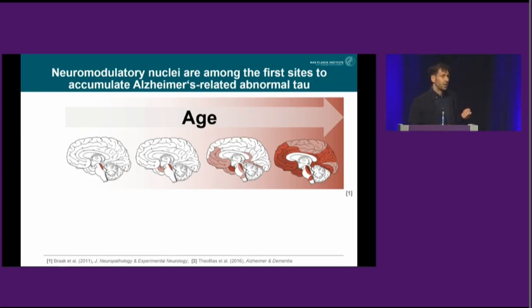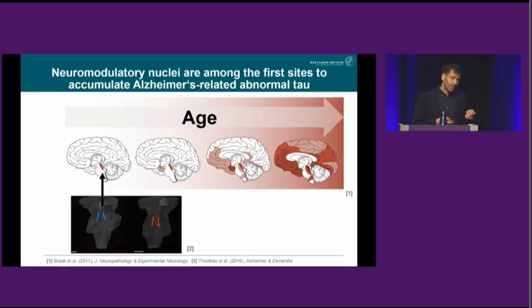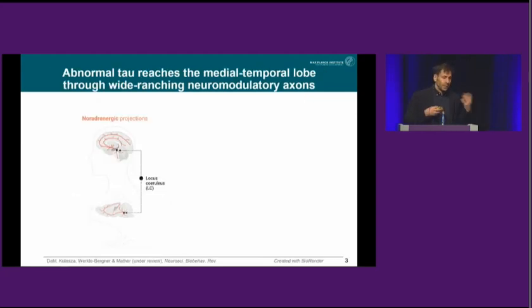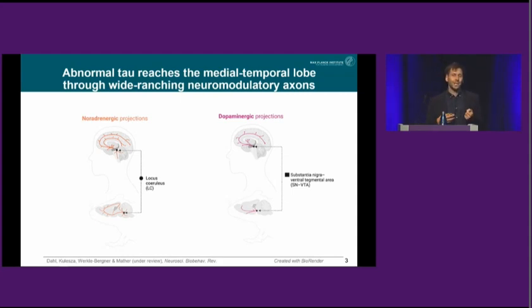Based on this, in our research, we focus on two of these neuromodulatory systems. First, the noradrenergic system originating from the locus coeruleus, which you see here, which considerably declines with the progression of Alzheimer's disease. Here you again see the locus coeruleus, the core of the noradrenergic system, and here you see a second neuromodulatory system, the dopaminergic system, originating from the midbrain substantia nigra ventral tegmental area.